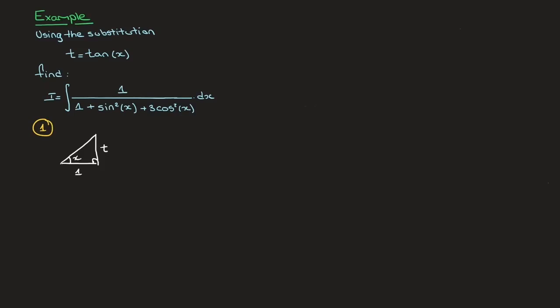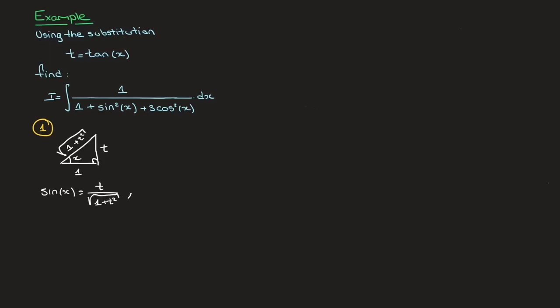Now that that's done, we can use this right-angled triangle to come up with expressions for both sine and cosine in terms of t. And for that, let's quickly state what the hypotenuse would be. It would be the square root of 1 squared plus t squared, so that's the square root of 1 plus t squared. Done. And now we can go ahead and state that the sine of the angle x is equal to the opposite over the hypotenuse, so that's t over the square root of 1 plus t squared. So let me just write that. That's t over the square root of 1 plus t squared.